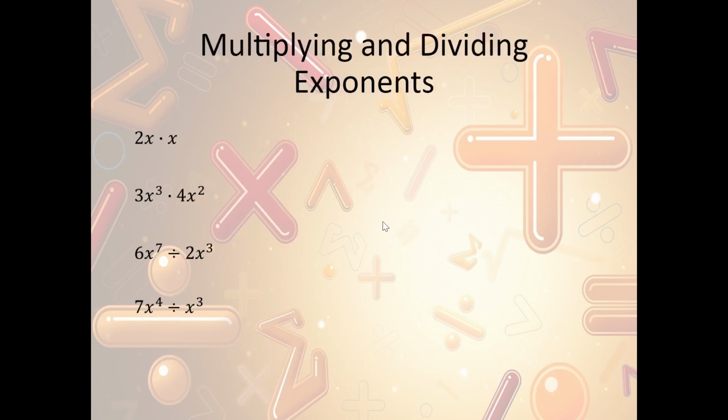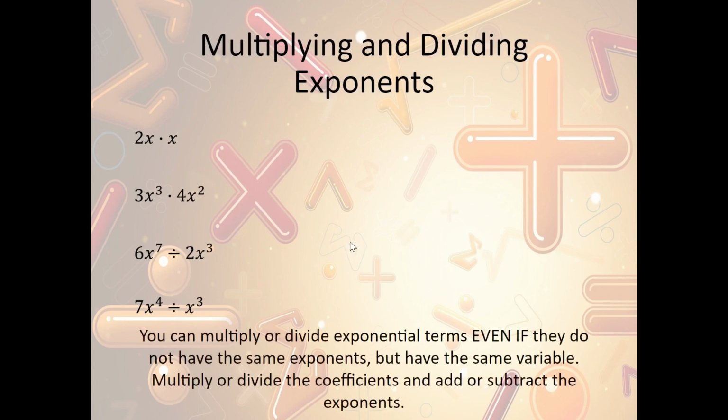Now, when we multiply or divide exponents, the rule is this: when we multiply or divide exponential terms, even if they do not have the same exponents but have the same variable, we can still do it. The rule is we multiply or divide the coefficients and add or subtract the exponents. So if we're multiplying, we're going to add the exponents.